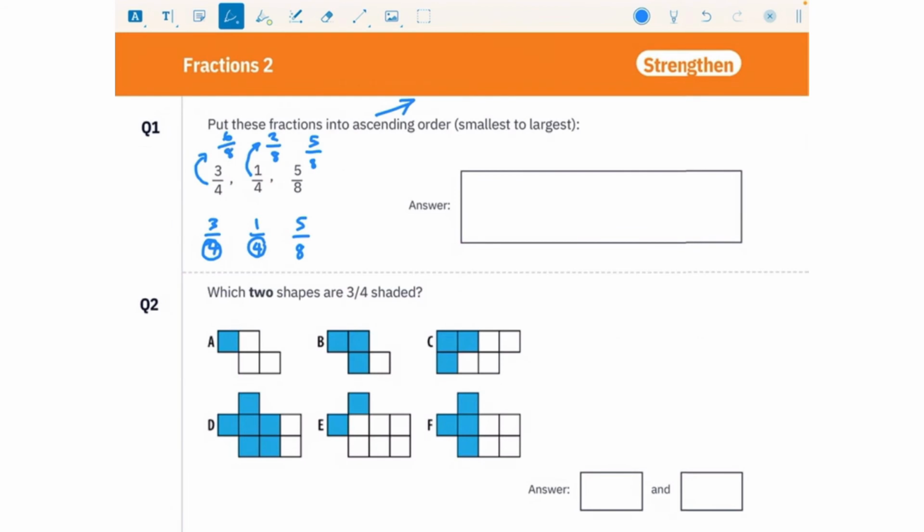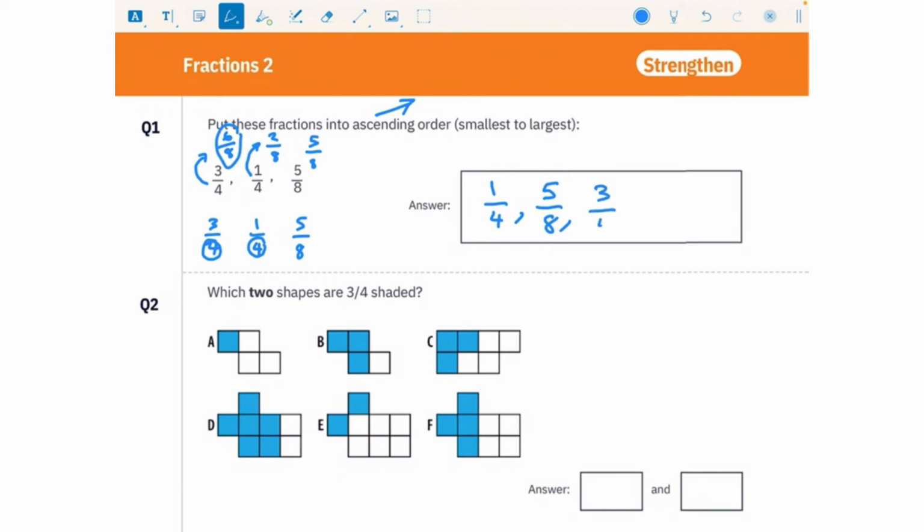And now they're all out of 8, it's a lot easier to see that 2 over 8 is the smallest, which is the same as 1/4. And then 5 over 8 is the next smallest, and that was 5 over 8 originally. And then 6 over 8 is the biggest, which was given to us as 3/4.